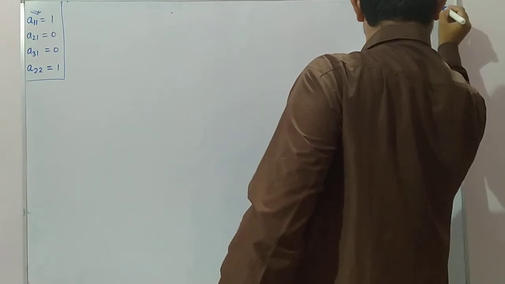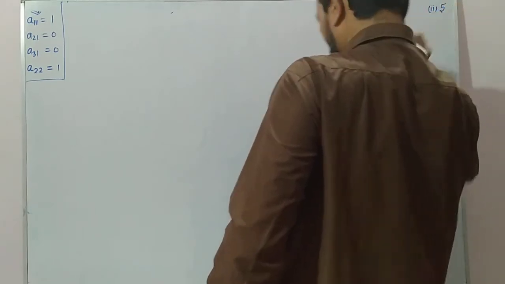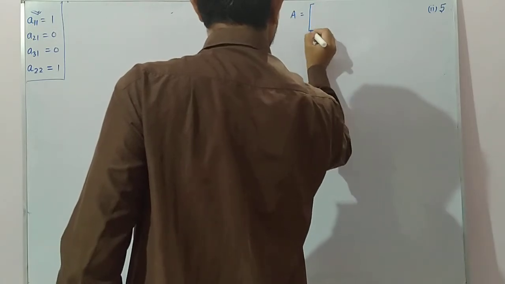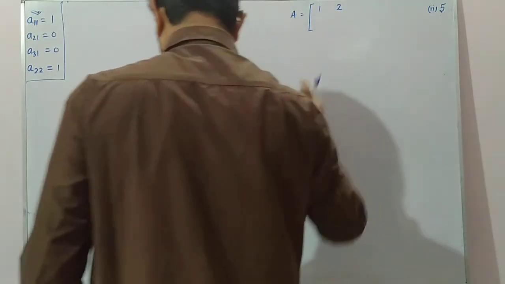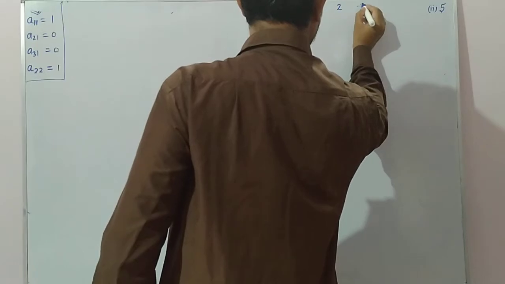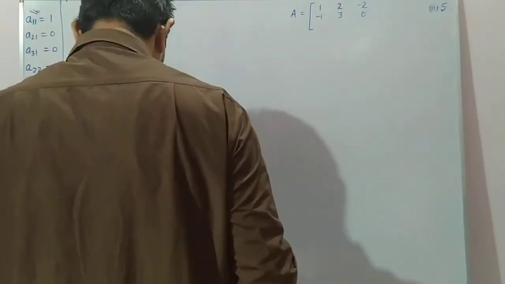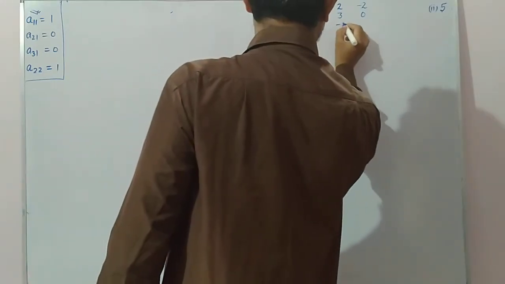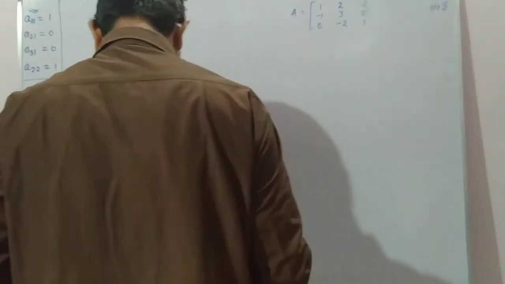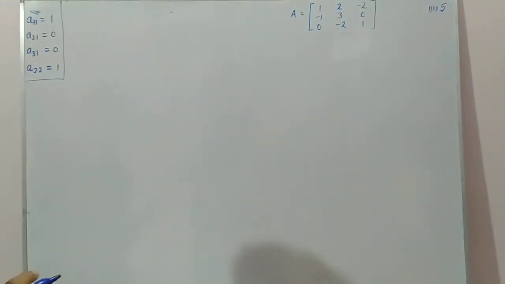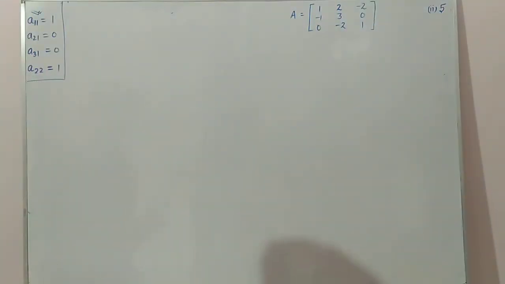Here it is given 5 number 2. Matrix A, that is 1 2 minus 2, minus 1 3 0, 0 minus 2 1. Okay. 1 2 minus 2, minus 1 3 0, 0 minus 2 1.